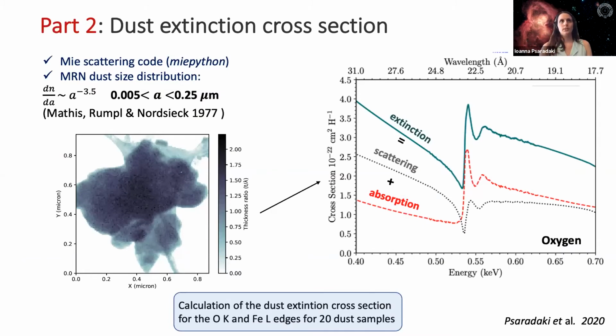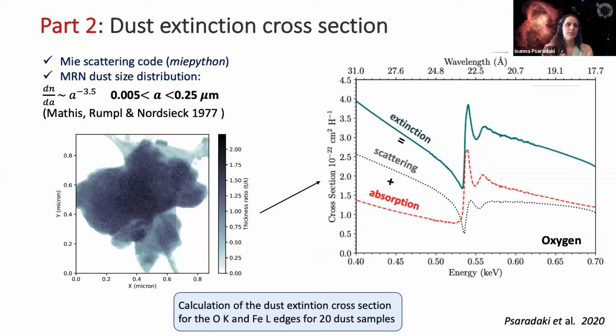Here we calculate the dust extinction cross-section, and what we use is the Mie scattering code. Here we use the Python version, miepython. And because dust grains come in different sizes, you don't expect to have only one size of dust grains, we have to integrate over a dust size distribution. For a first approximation, we have used MRN with this range, and we are now working on including also larger grains.